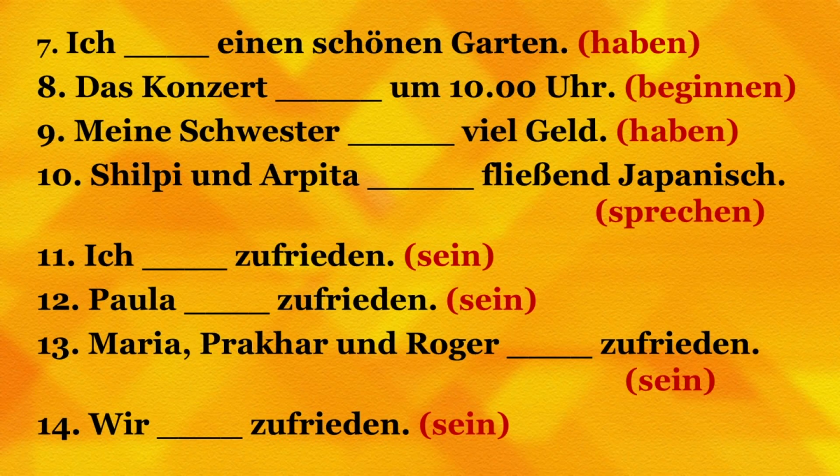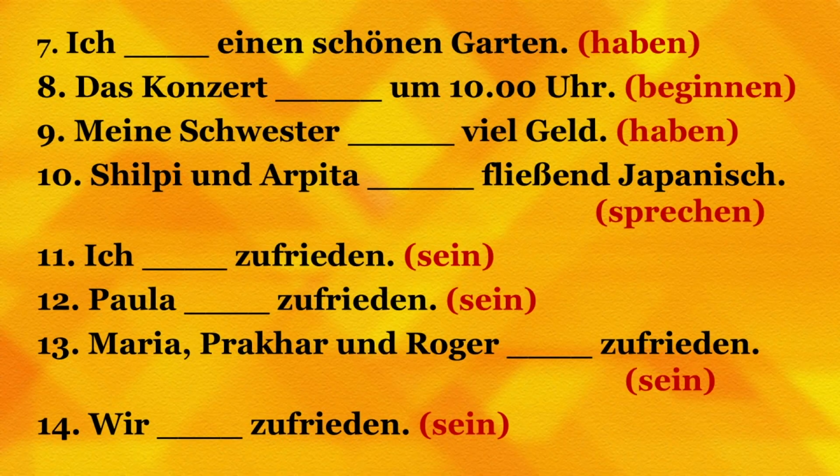Ich dash zufrieden. Zufrieden means satisfied, dear learners. The given verb here is sein, that means to be. For example, I say ich bin glücklich, I am happy. Ich bin reich, I am rich. Ich bin gesund, I am healthy. So, that's how we use sein in this particular context, that means to be.